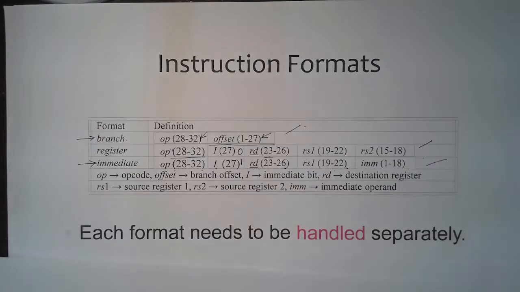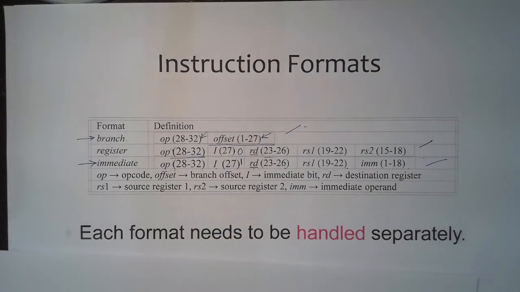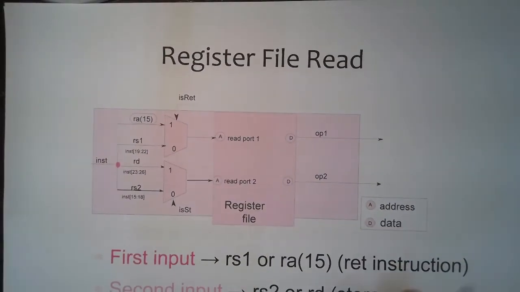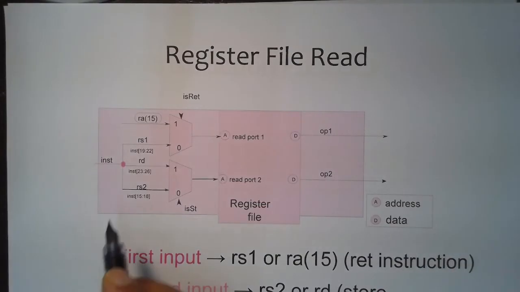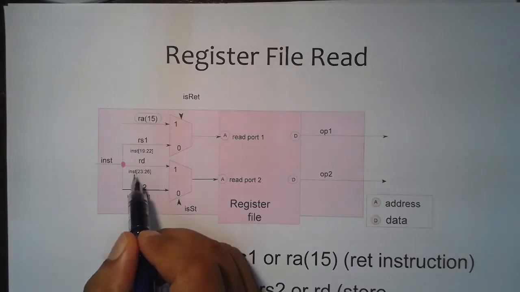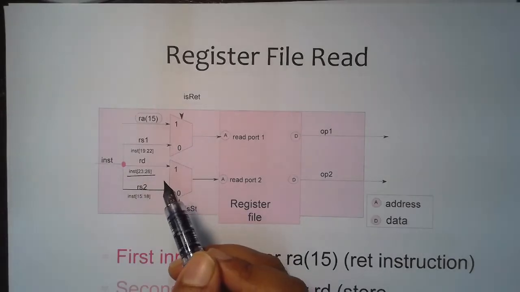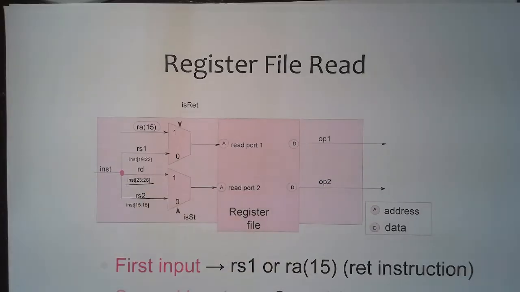So let's now look at these 3 modules individually, and we start with the register module. In this register file read module, we know that from the instruction we will get the destination. So the destination is fixed. The blocks of bits which denote your destination are fixed. So here you see what we need to do.